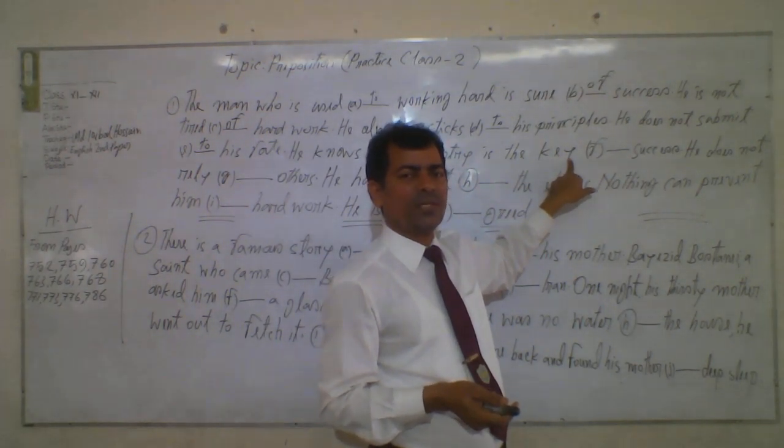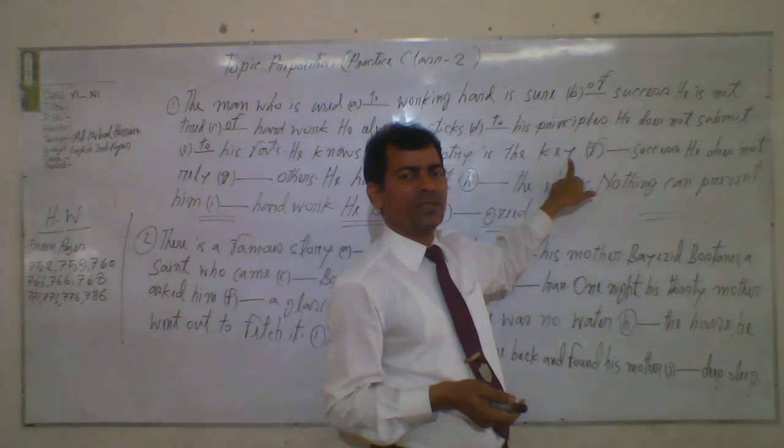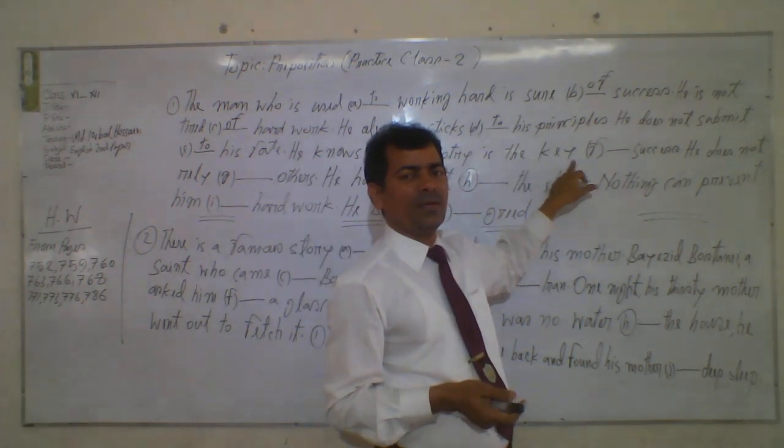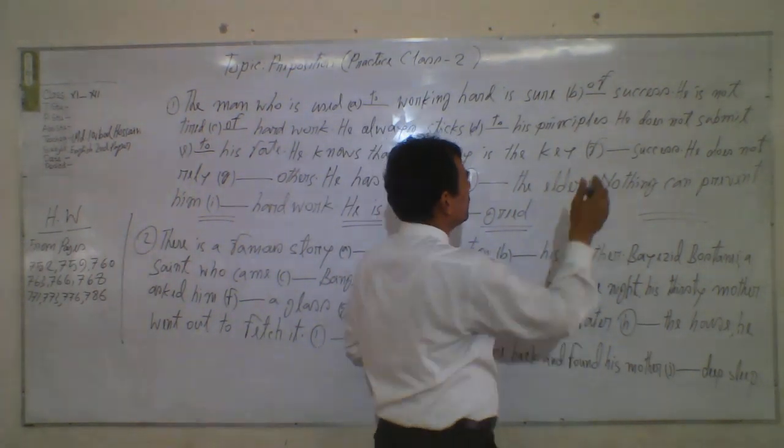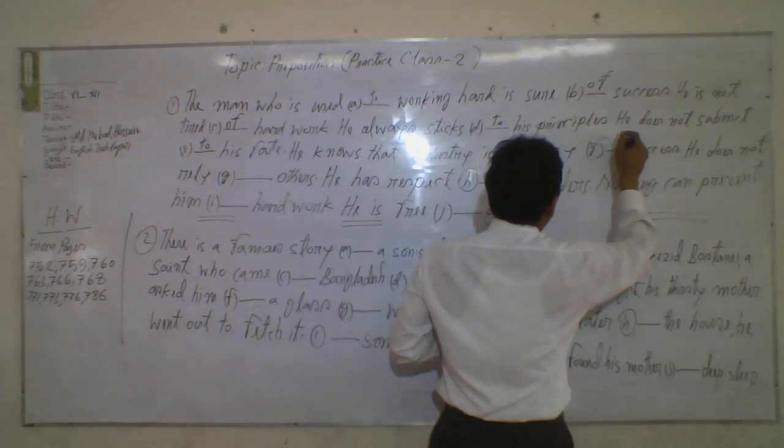Generally, students make the mistake here of writing 'key of success'. No. The appropriate preposition is 'key to success'. Always remember that. You cannot use anything but 'to' here.